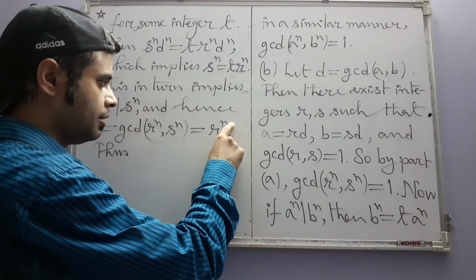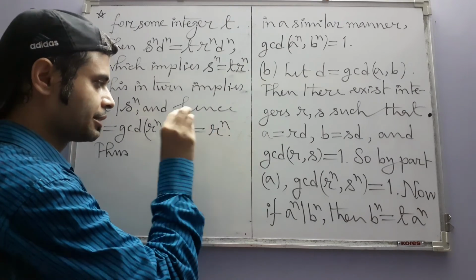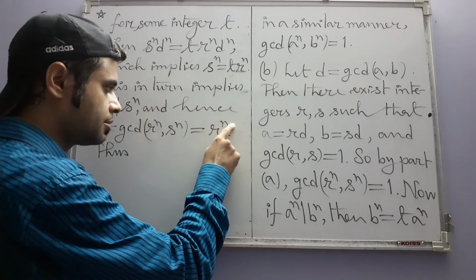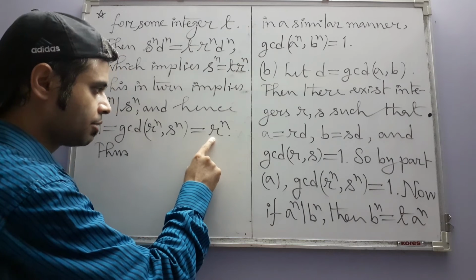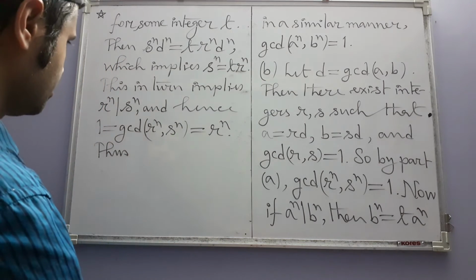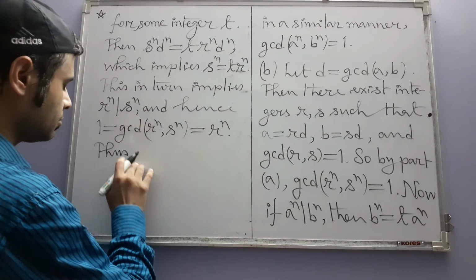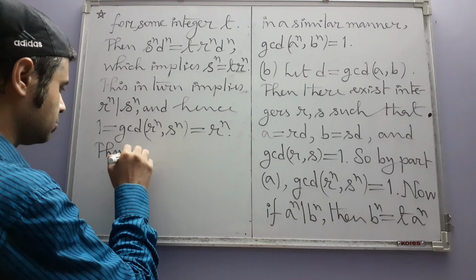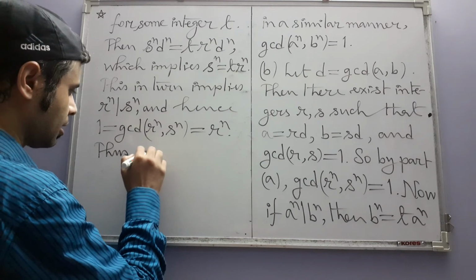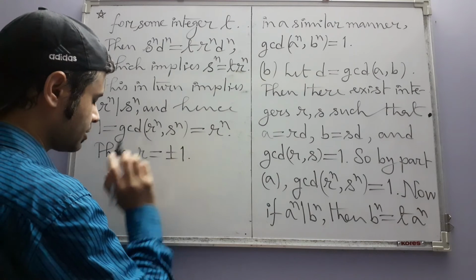When n is even and R is minus 1, then also this equation is satisfied. So in general we can say R is equal to plus or minus 1.